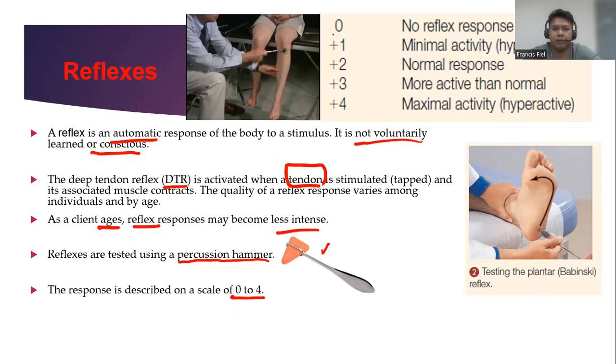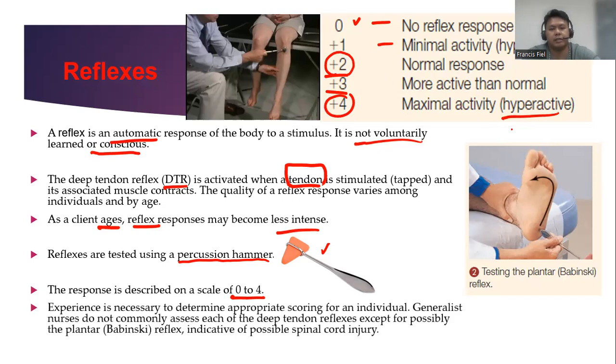What do you mean by 0 to 4? You have 0 for no reflex response, +1 minimal or hypoactive, and then number 2, which is the normal response. This is the response we want. Number 3 is more active than normal, but number 4 is hyperactive. So number 2 ang gusto natin. Now, nurses don't usually assess the deep tendon reflex. It is usually the specialists or doctors.